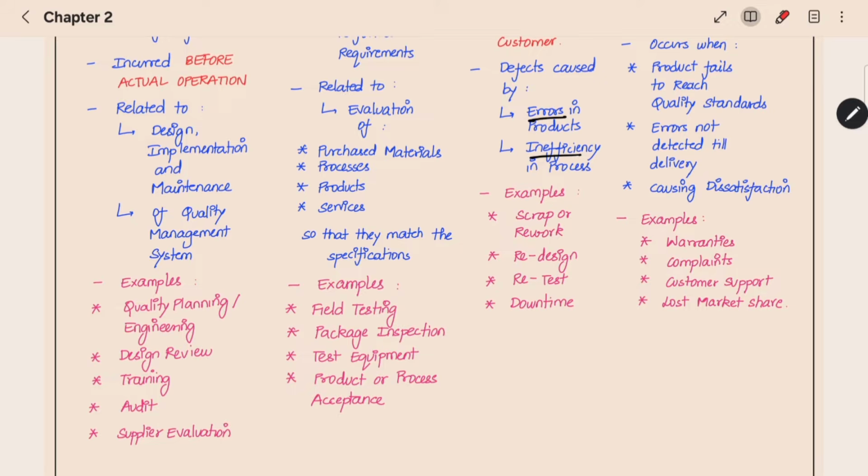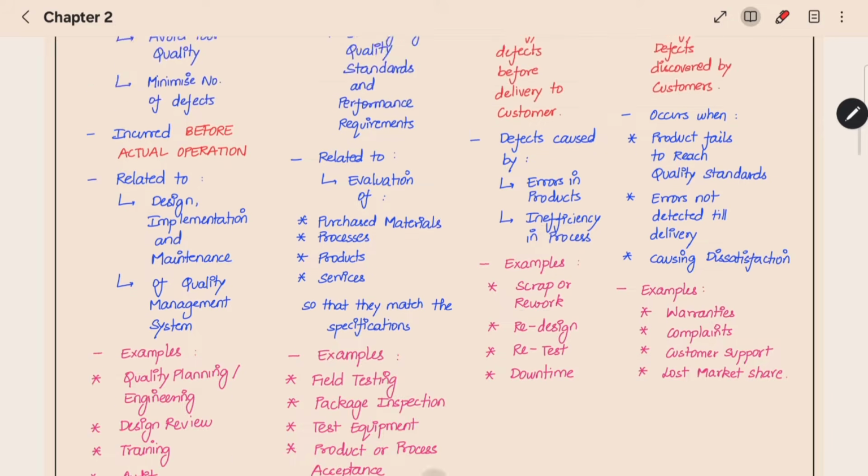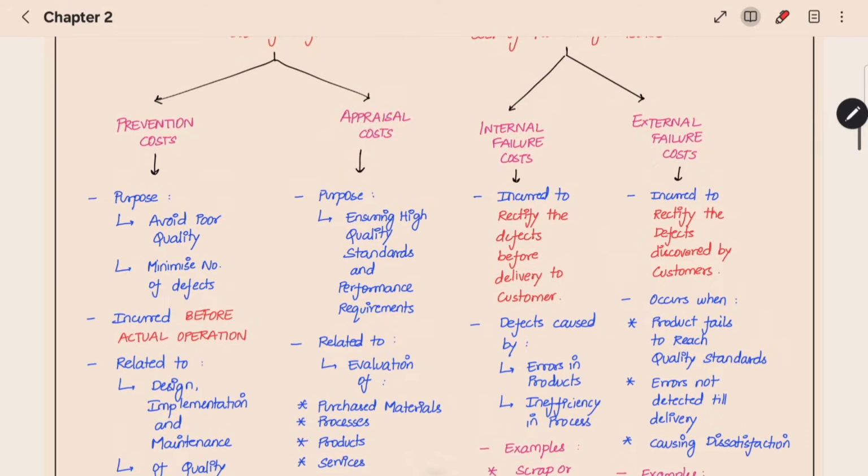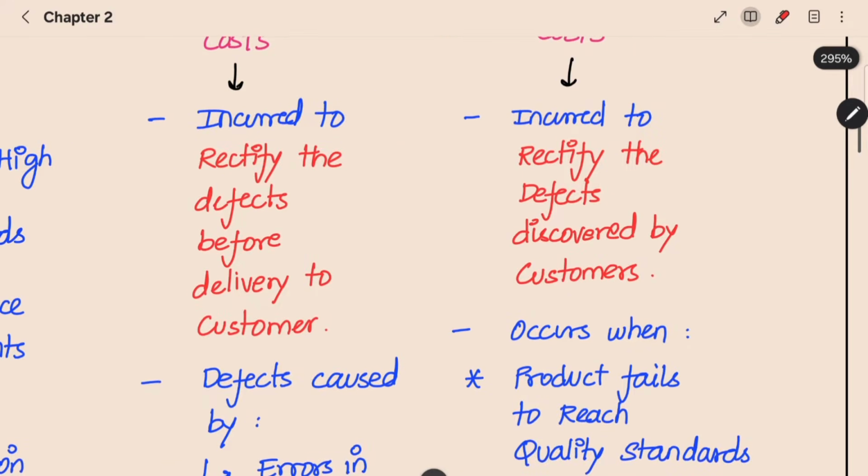After finding the defect, what are you doing? You are redesigning, retesting, reworking on that product and rectifying the defect. After rectifying, you will send it to the customer. Internal failure: the defects and deficiency, the company itself found out. Next thing is external failure. This cost is incurred to rectify the defects discovered by the customers. Here the customer found out the problem and returned the goods.